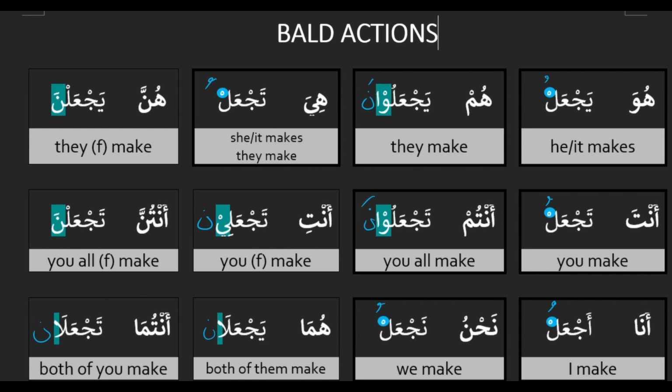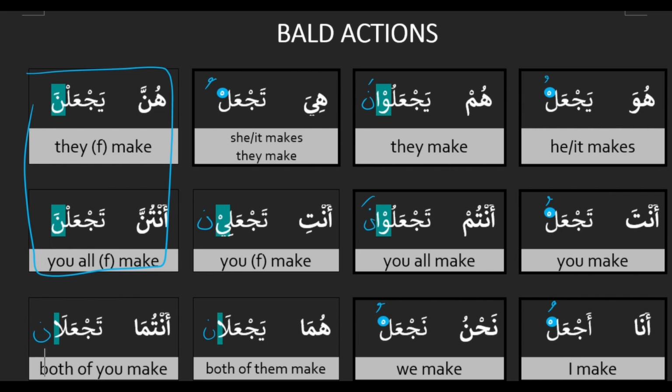Now let's look at these feminine ones, hunna and antunna. What do you notice about them? Yaj'alna, taj'alna. Nothing. They look the same. So the hunna and antunna stay the same, whether they're bald or not bald. How are we supposed to tell if they're bald? Over the next five lessons, we're going to be learning the five scenarios in which bald actions occur. Bald actions don't happen out of the blue. They happen in particular scenarios, so if you see one of the scenarios, then you'll know. We'll see in the next lessons.